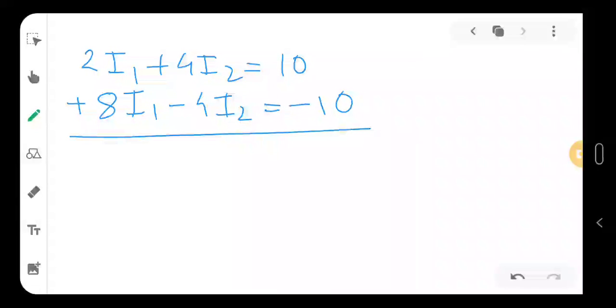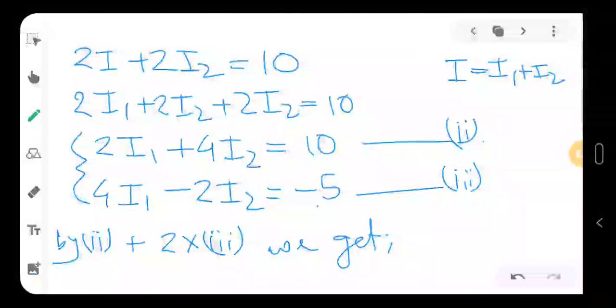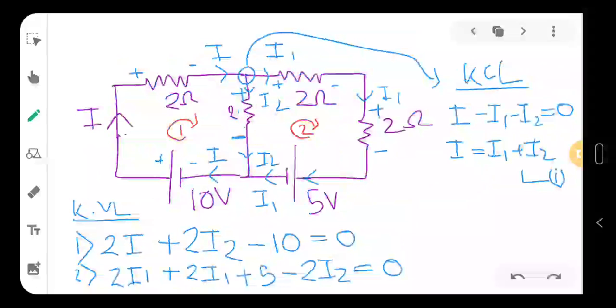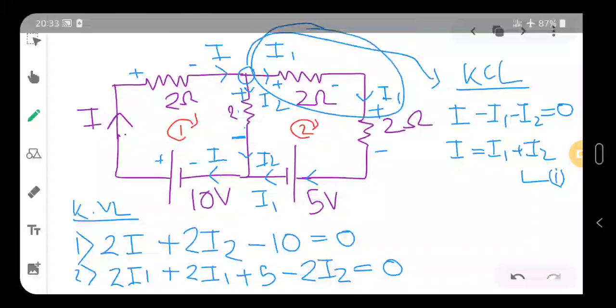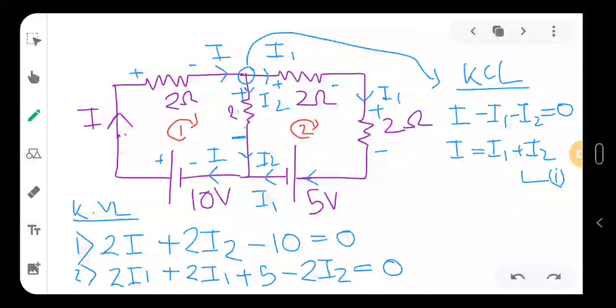So I'm adding everything, so I will get 10 I1 is equal to 0. So I1 is coming as 0. Okay, I1 is coming as 0. That means this side no current will flow, right? That means this side no current will flow.